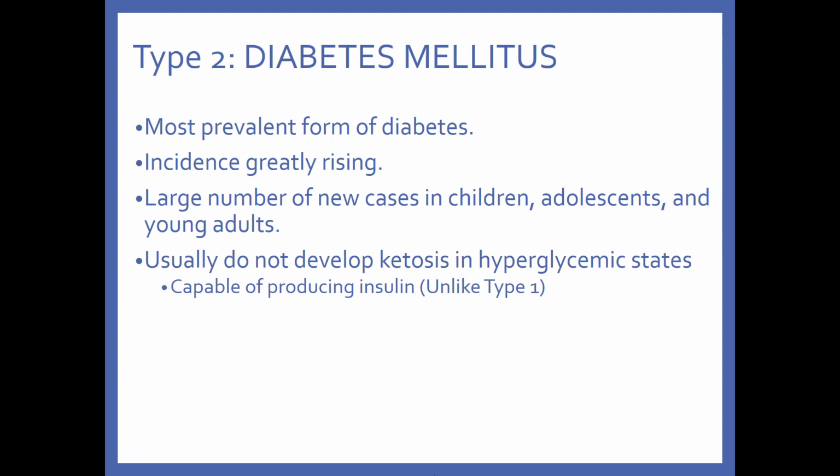With type 2 diabetes, typically they do not develop ketosis, that state of acidosis, because type 2 diabetics are still capable of producing insulin. They just might not be as sensitive to that insulin like they used to be. So that is a big difference between type 1 and type 2.